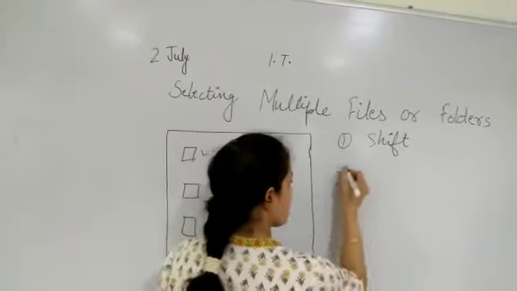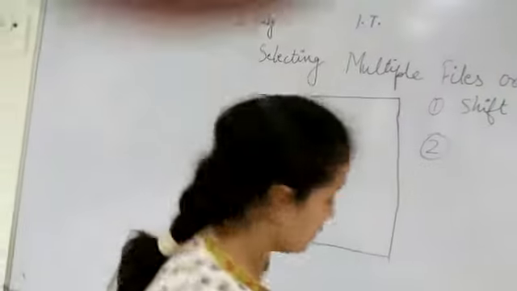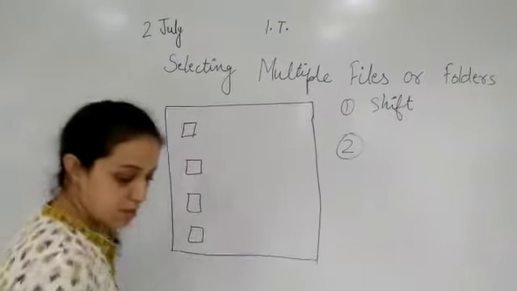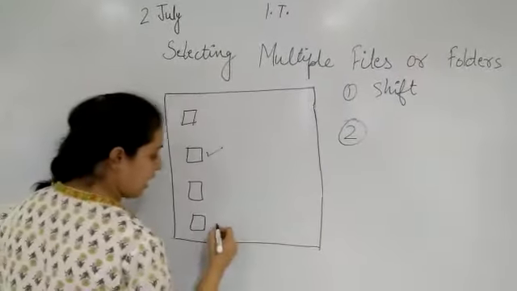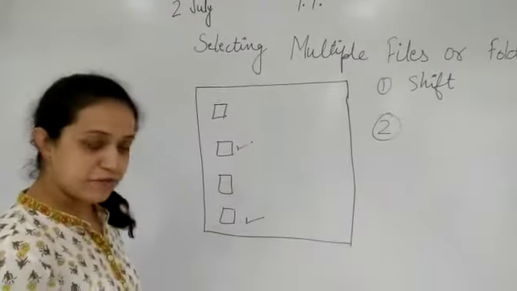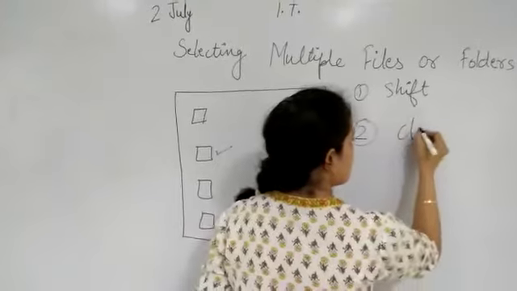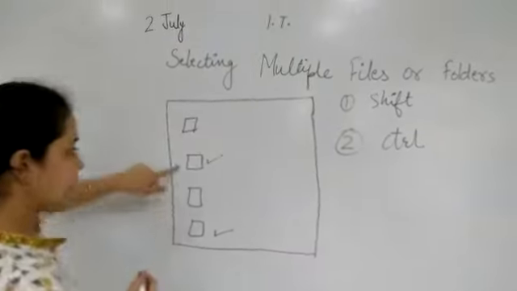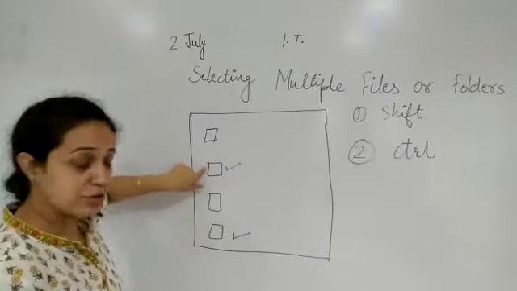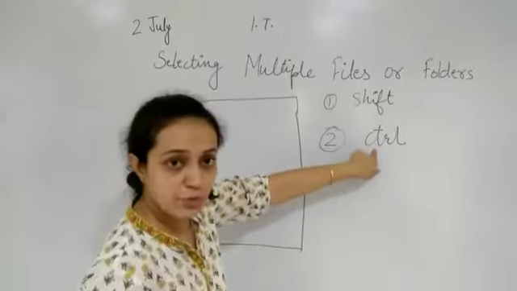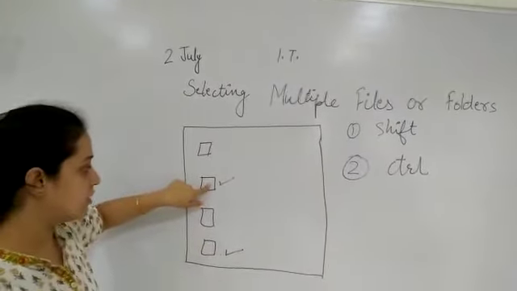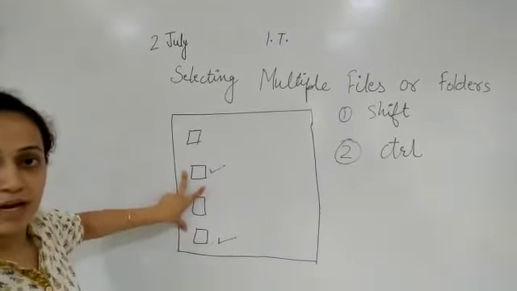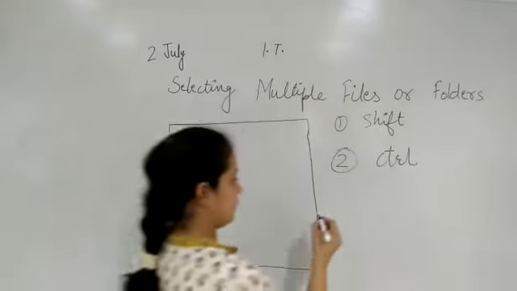Second, if I want to select randomly any file, suppose I want to select this file and this file, then what will I do? First, I will hold down the control key, then I click on the files which I want to select. First I press the control key, then I click this file and folder, then I click this file and folder. In this way, my files and folders will be selected.